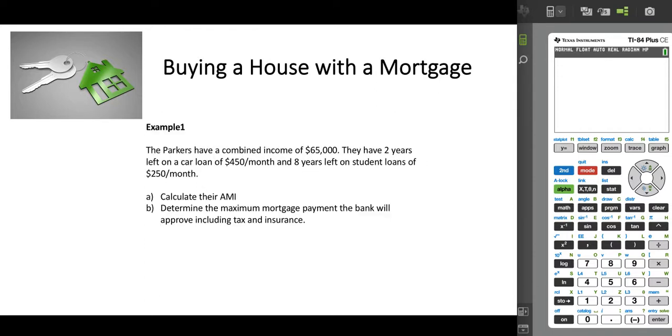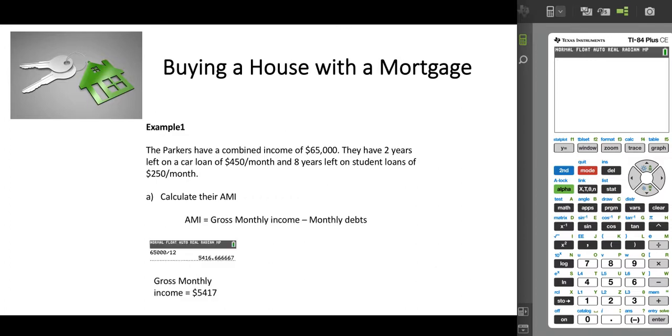So let's look at a specific example. The Parkers have a combined income of $65,000. They have 2 years left on a loan of $450 per month and 8 years left on student loans of $250 a month. So the $450 is for a car loan, the $250 is for a student loan. Notice 2 years and 8 years far exceeds that 10 payments left minimum. So what we're going to do is calculate their AMI, their adjusted monthly income, and after we get that, we'll determine the maximum mortgage payment that the bank thinks that they can afford.